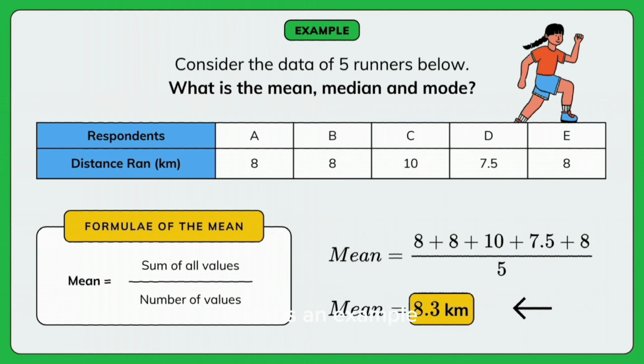Here is an example. Consider the data of 5 runners below. What is the mean, median, and mode? First of all, we will find the mean. To find the mean, we will use its formula. Mean is equal to the sum of values divided by the number of values. You will put the values given to you here, find their sum, and then divide by the number of values. This will give us the mean of this example, which is 8.3 kilometers.